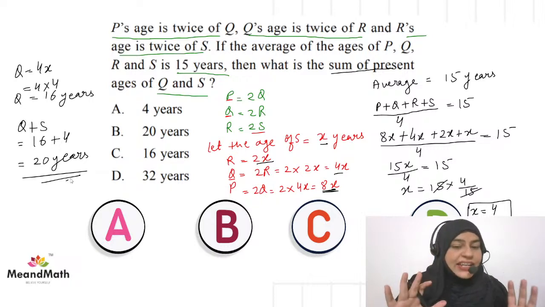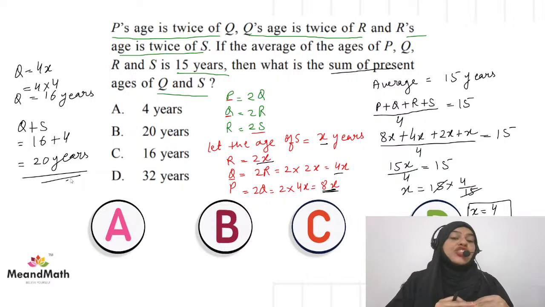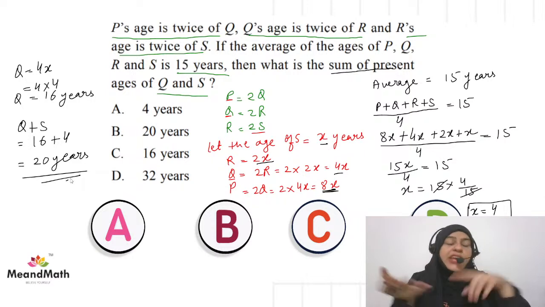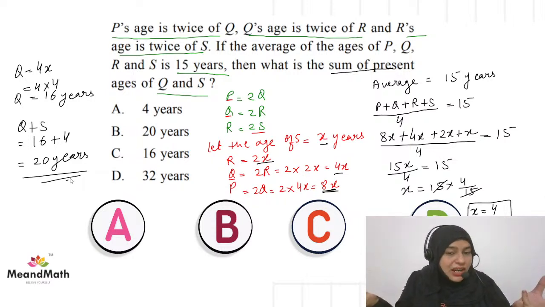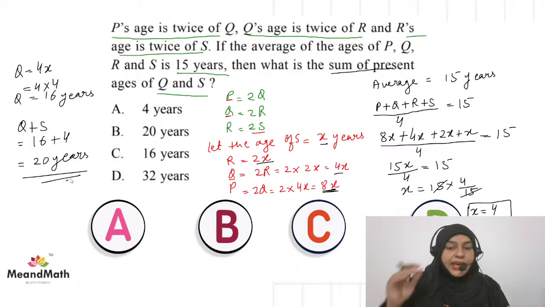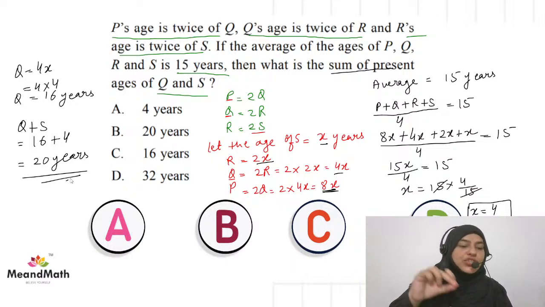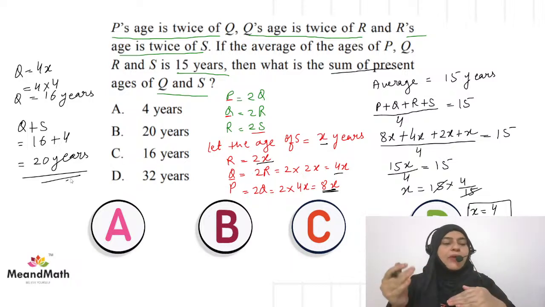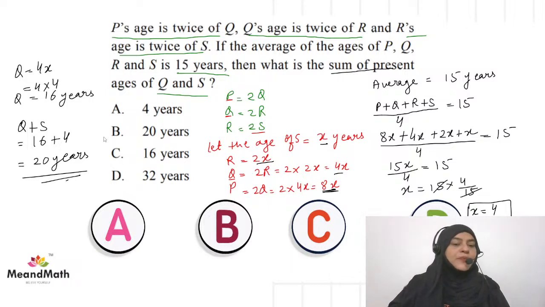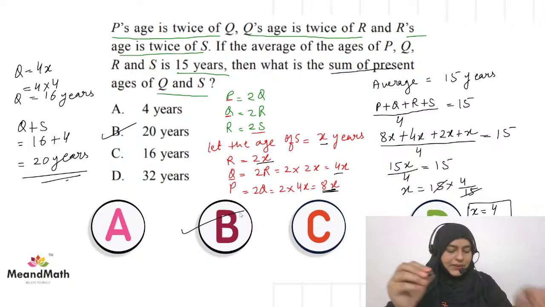The question is very simple. You can find the ages of P and R also if they are asking to find P plus R, or P plus Q. So it depends on what they are asking. Here they are asking to find the sum of Q and S. The S age is 4 years and Q age is 16 years. Sum of them is 20 years. So the correct option is option B.